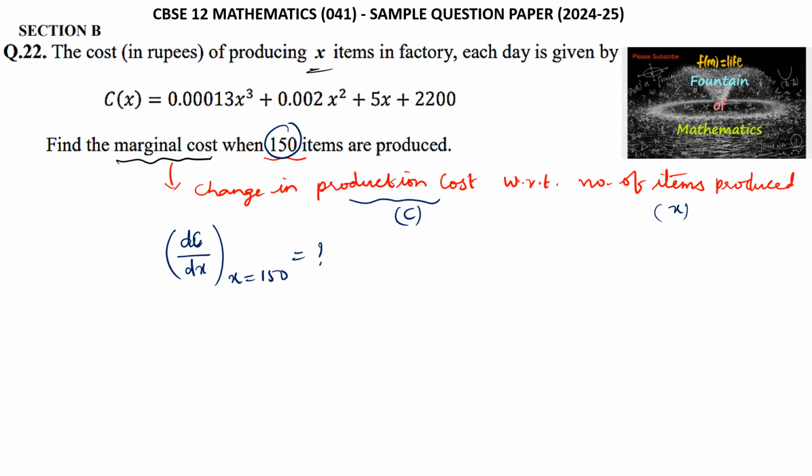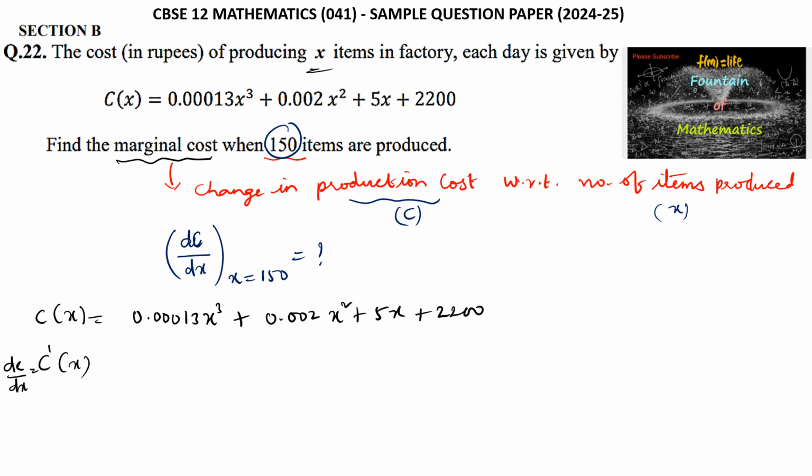Let's differentiate the function C. Given C(x) = 0.00013x^3 + 0.002x^2 + 5x + 2200, differentiating, C'(x), that is dC/dx, is equal to, so here we can write 3x^2 for the differentiation of x^3, so 0.00039x^2, and for x^2 the differentiation is 2x, so 0.004x, and the differentiation of x is 1, so 5, plus 2200, the differentiation of a constant is 0.